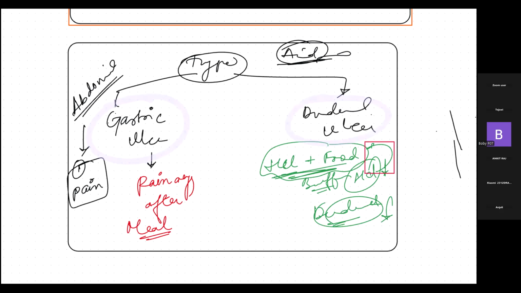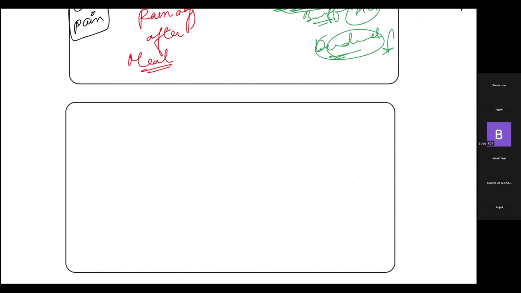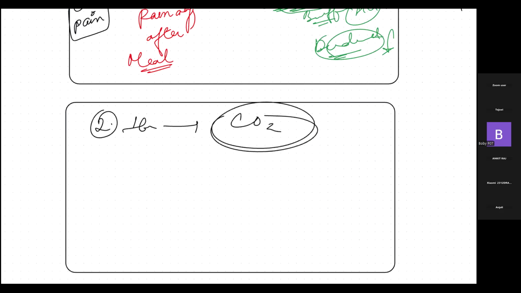So this was one of the clinical features of ulcerative dyspepsia. Now let's move on to another clinical feature. Bloating will be there. Why will bloating be there? Let's suppose your patient has ulcerative dyspepsia due to H. pylori. We know what H. pylori was doing: it was secreting an enzyme urease. What was that urease doing? It was breaking the urea into ammonia and CO2. So definitely bloating and all will be there.